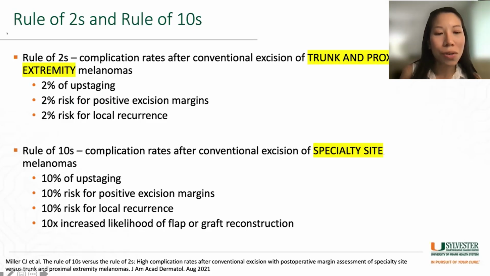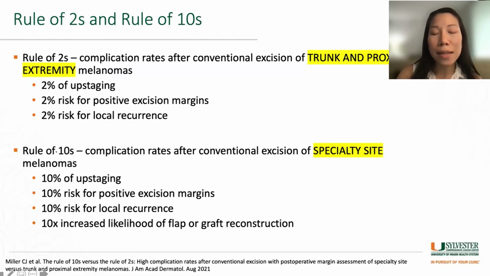So I want you to think of this as a pretty simple rule of thumb: rule of twos and rule of tens. What does this mean? Rule of twos pertains to the complication rates after conventional excision of trunk and proximal extremity melanomas. These are what we call lower risk sites, and lower risk because there's only a 2% risk of upstaging the tumor after it's been completely removed. There's only a 2% risk of having a positive excision margin when we excise the typical margins that NCCN recommends. And there's only a 2% chance of local recurrence.